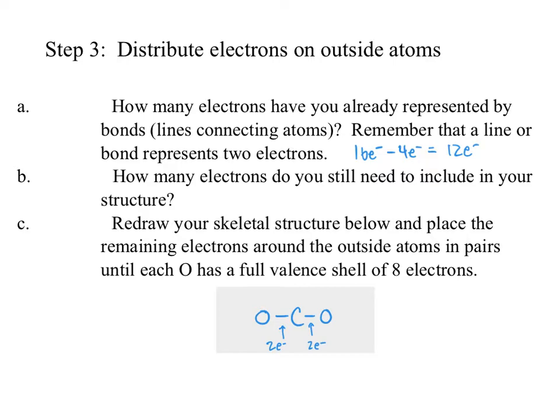So what I'm going to do is start putting those electrons in pairs around the outside atoms. So 2, 4, 6, 8, 10, 12. Now I have the correct number of electrons in my structure, so I can't put any more electrons in and I can't take any electrons out. I have to have all of those electrons represented in my final structure.